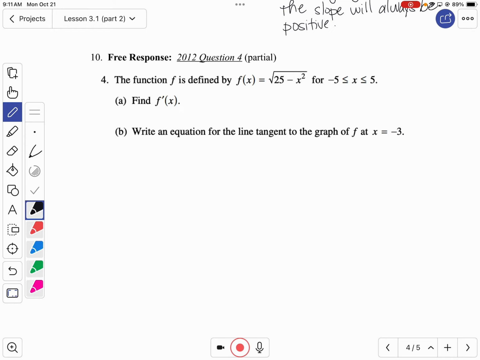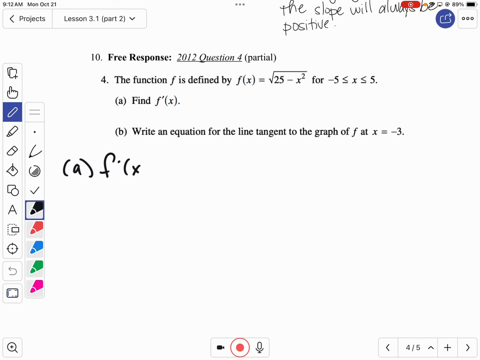It wouldn't work otherwise, right? So they give me the domain of the function. What kind of function is that one, by the way? It's a semicircle, yep. And so the first thing we want to do is to find the derivative, okay? So let's do it. Let's do just good math and find that derivative.